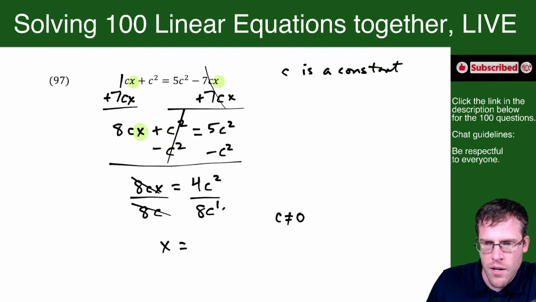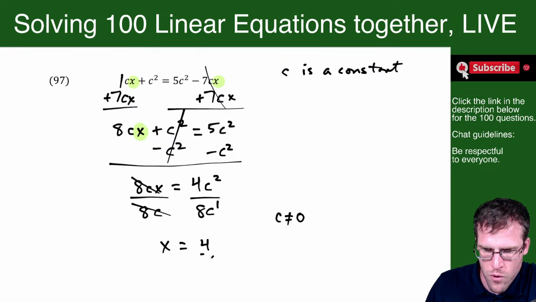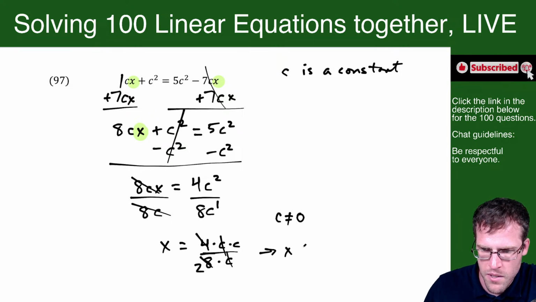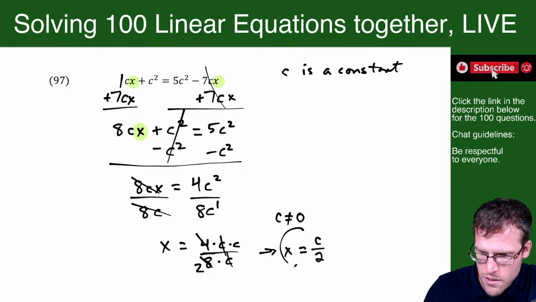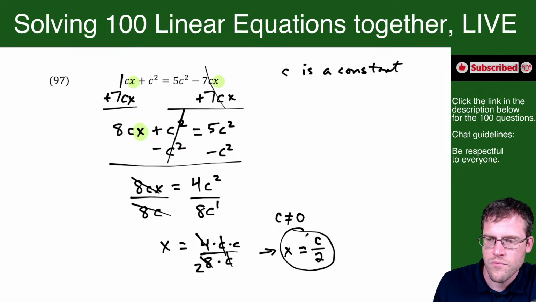So here, we have c squared over c. I'll just write it like this. This is 4 over 8, and c squared is c times c over c, like this. So the c over c cancels. 4 over 8 reduces to a half. So now this will give me x equals, and I have just c on top over 2 on bottom. So 97 is x equals c over 2. All right.